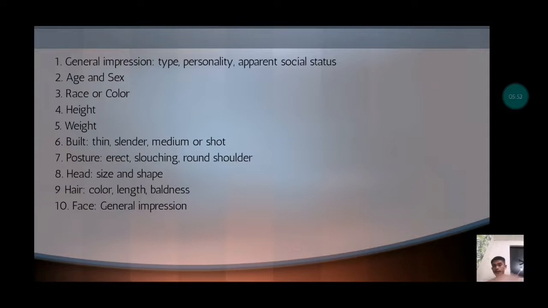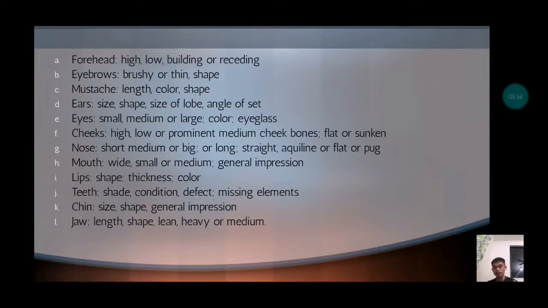And forehead: high, low, bulging or receding; eyebrows: bushy or thin, shape; mustache: length, color, shape; ears: size, shape, size of lobe, angle of set; eyes: small, medium, or large, color, eyeglasses; cheeks: high, low, or prominent; cheekbones: medium, flat or sunken; nose: short, medium, or long, straight, aquiline, or flat, or pug; mouth: small or medium, general impression; lips: shape, thickness, color; teeth: shade, condition, defects, missing elements; chin: size, shape, general impression; jaw: length, shape, lean, heavy, or medium.